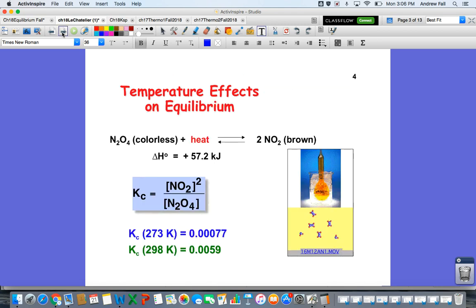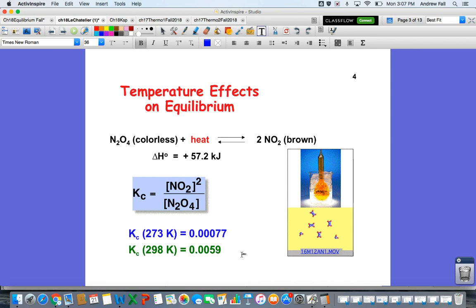So if we take a look at that quantitatively here, you can see that the K for this reaction, which again is the ratio of product concentration over reactant concentration, and you account for the coefficients from the reaction as exponents. You can see here that at a lower temperature, you have a much lower ratio of product concentration to reactant concentration than you do at high temperatures. And again, this is because it's an endothermic process, and you can think of adding heat as a reactant, which will push to making more product.